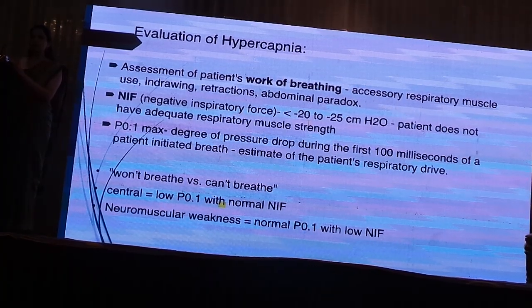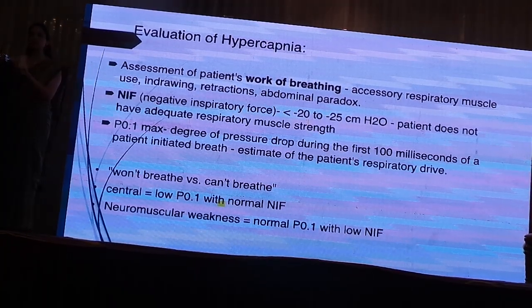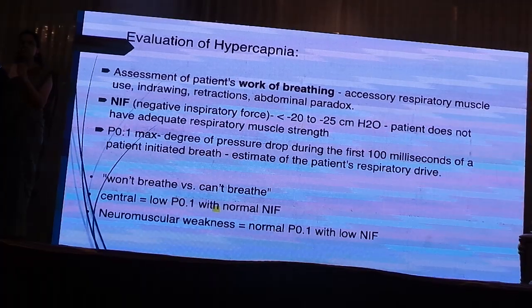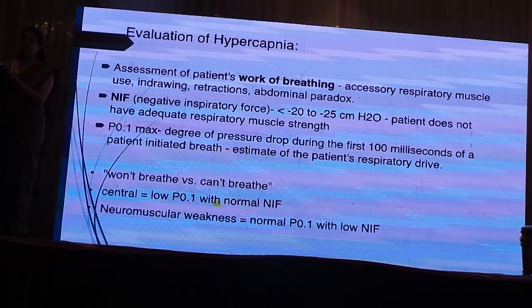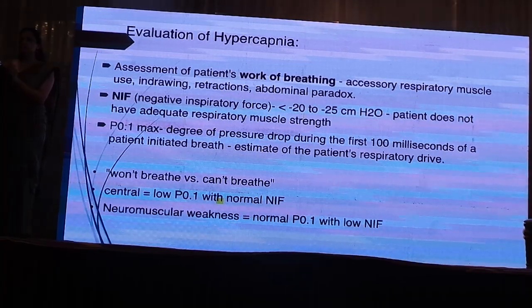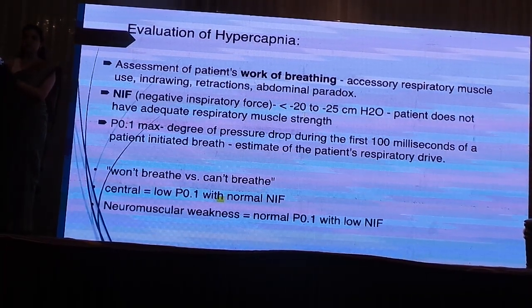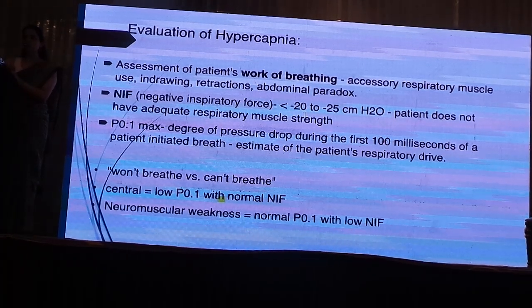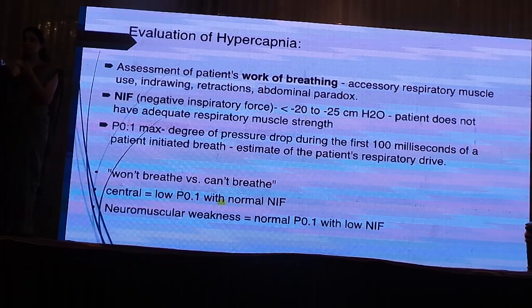P0.1 max, that is the degree of pressure drop during the first 100 milliseconds of a patient-initiated breath. If we measure that degree of pressure drop, then we can estimate the patient's respiratory drive, which comes from the brain. So here, one easy way to differentiate won't breathe versus can't breathe is that in central causes, there will be low P0.1, that is, there will be low drive.